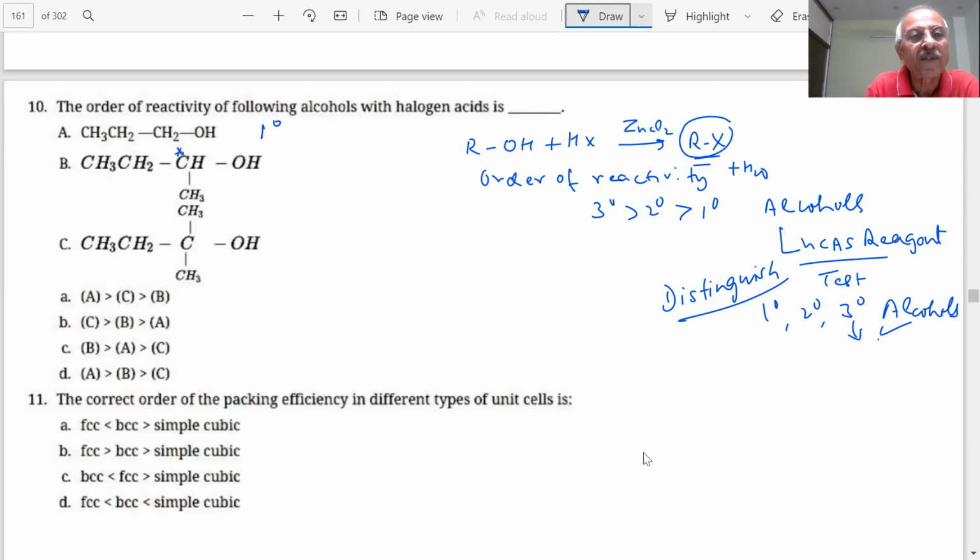B, this is carbon. This carbon is attached to 2 carbons, so it is a 2 degree alcohol. And C is this carbon: 1, 2, 3. C is a 3 degree alcohol. So the order of reactivity should be C more than B more than A. Which is the correct answer then? Where is it? C, B. Okay, B. This is the correct answer.